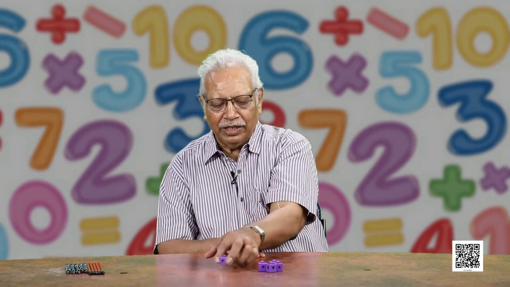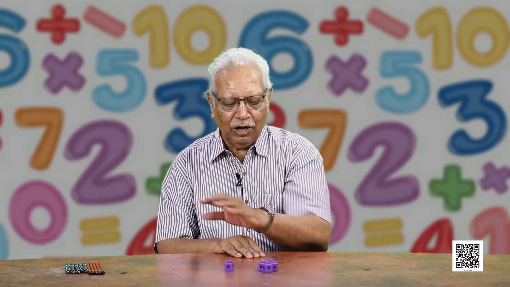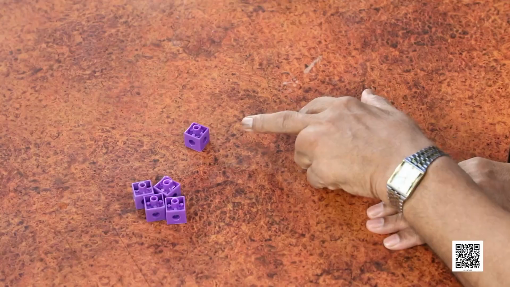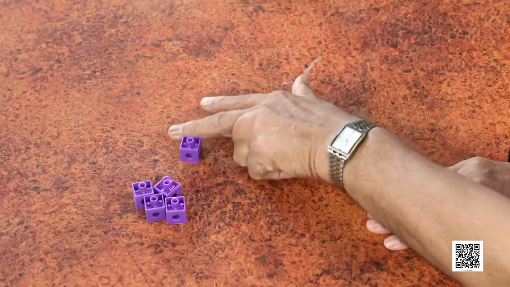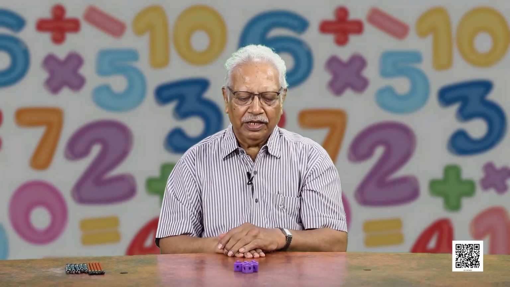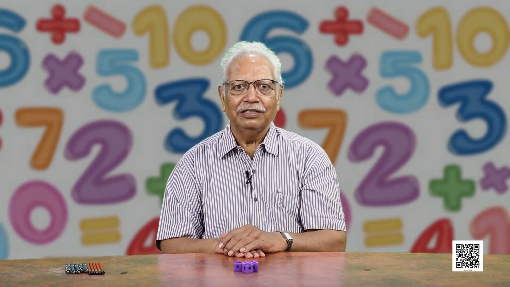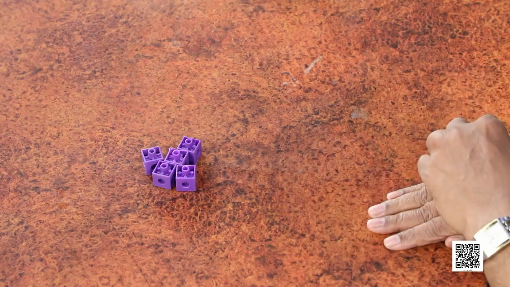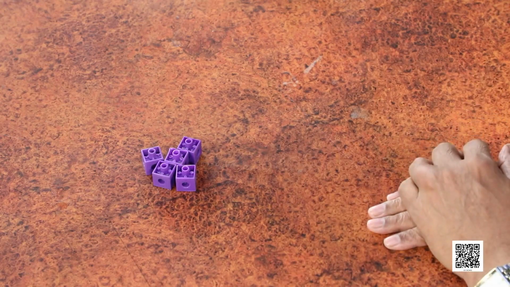Similarly, 4 and 1, how many they make? We will mix them together, we will put them together and see how many they are. 1, 2, 3, 4, 5, they are 5.